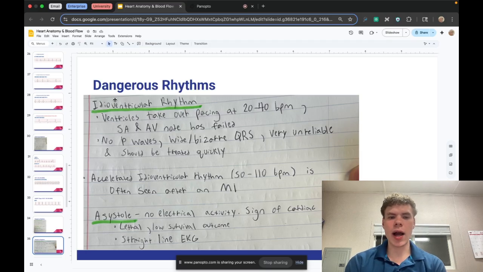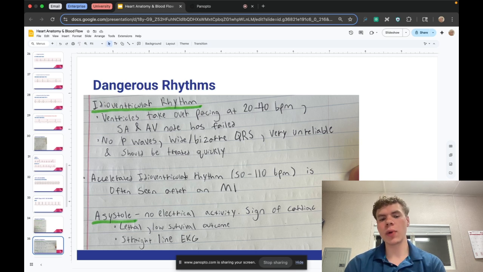This is idioventricular rhythm. The ventricles take over pacing at 20 to 40 beats per minute. This is when the SA and the AV node have failed. So, as I mentioned earlier, junctional escape rhythm is kind of like when the AV node takes over as the pacemaker for the sinus rhythm. The idioventricular rhythm is when the ventricle takes over as the pacemaker for the AV node, right?